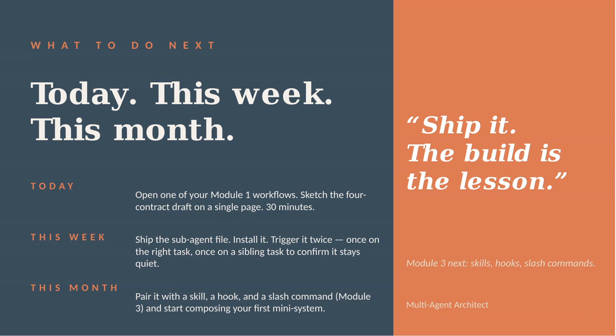This month, pair the agent with a skill, a hook, and a slash command. That's where Module 3 picks up. You'll start composing primitives into a small system, and the agent you built today becomes the heart of that system. Ship it. The build is the lesson. In Module 3, we go deeper into the orchestration primitives, skills, hooks, commands, and we start composing them. See you there.